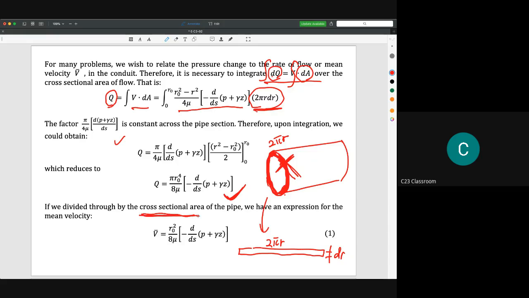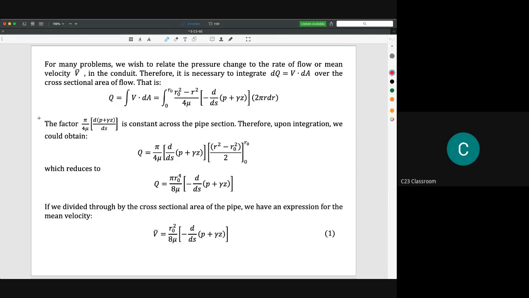cross-sectional area. This is a kind of normalization of the value. Let's say we have a pipe here, and we have a velocity distribution. We calculate using this velocity distribution, and we get the total flow rate that flows inside that pipe. Then by using this flow rate, we normalize the flow.